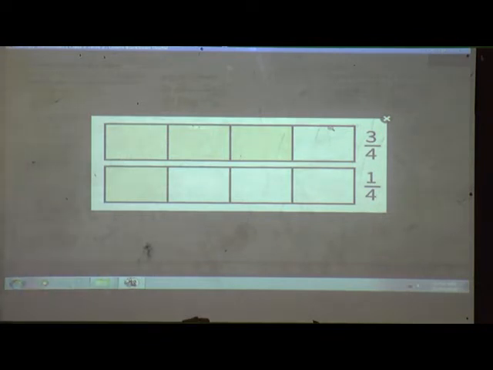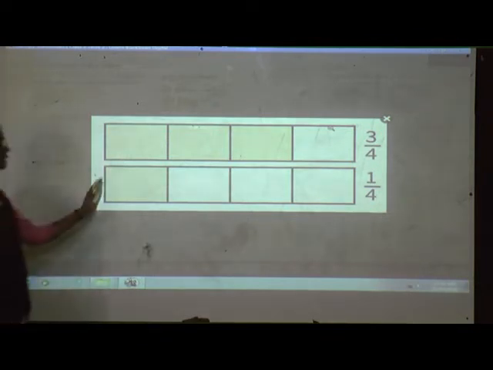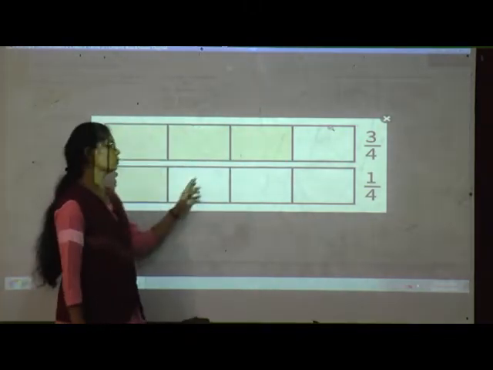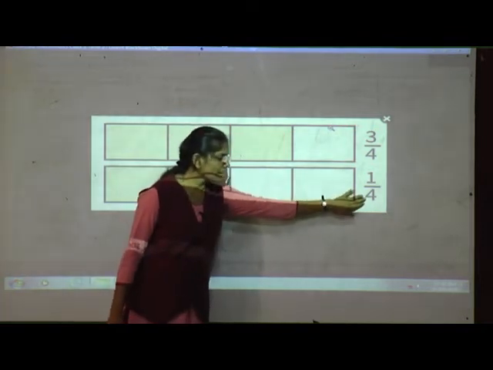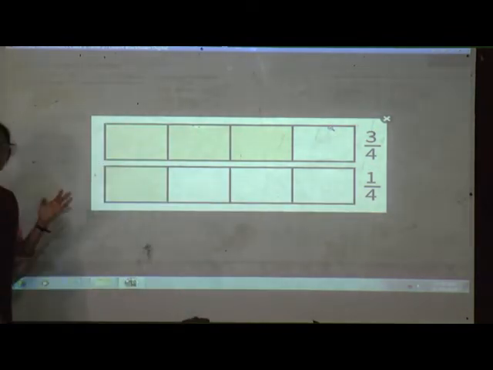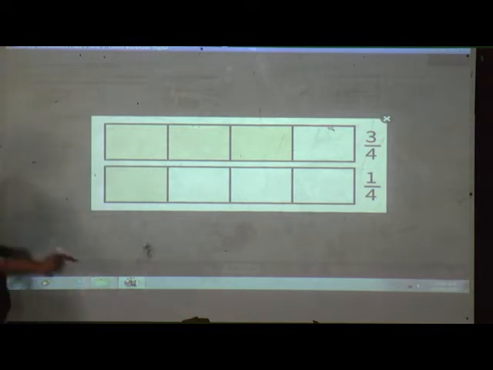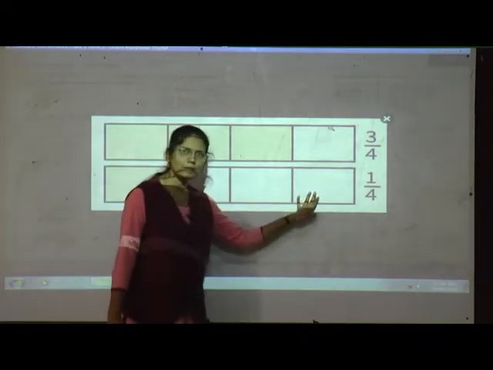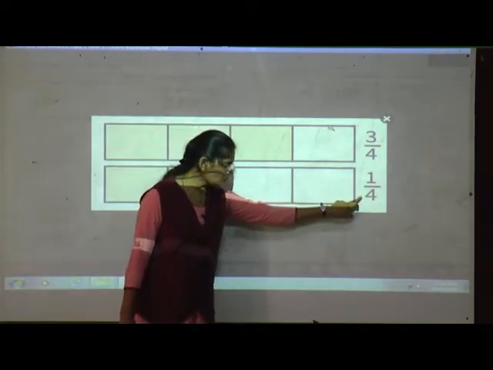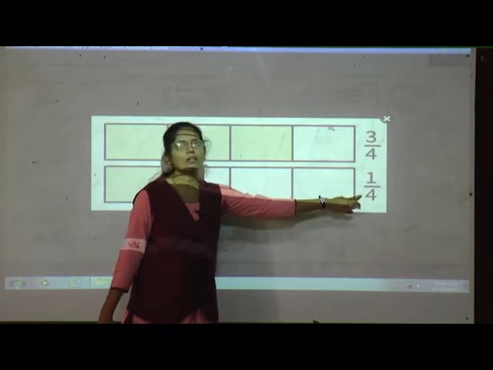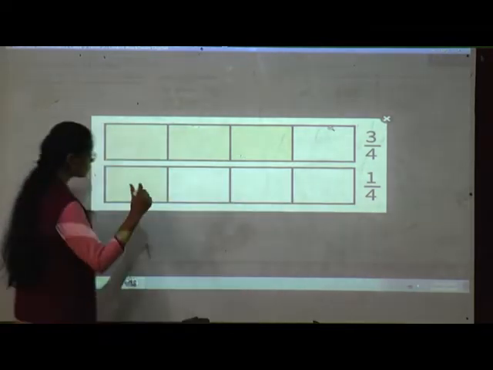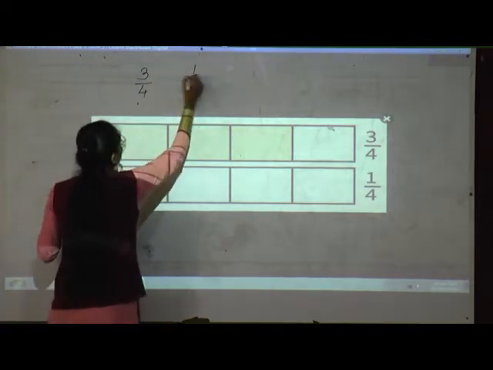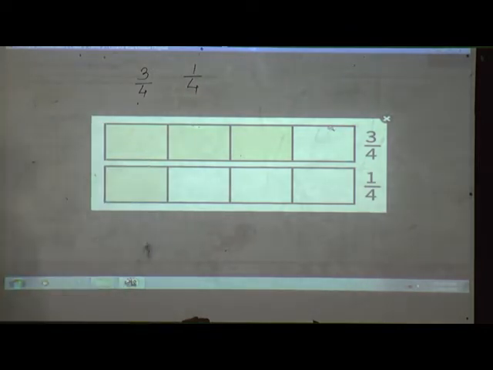Now see this second figure. In this figure, the whole is again divided into 4 equal parts. 1, 2, 3, 4. So here we'll write 4. Now out of that 4, how many parts are shaded? Only one part is shaded. So what is the fraction of this second figure? 1 by 4. Now students, you have to focus on these two fractions, 3 by 4 and 1 by 4.